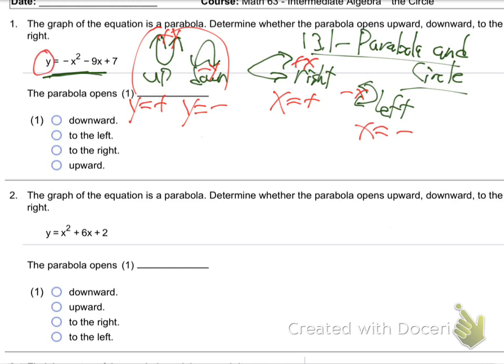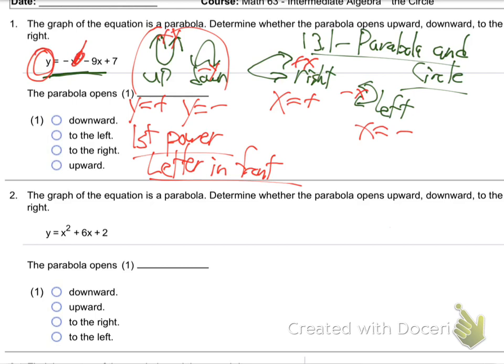So what do we have? We have y, and I'm talking about the first power letter in the front. So see how I'm not looking at that x squared. I don't care. I just want to know y equals negative. Y equals negative, down, downward. Let's try the next one. Y equals, what's that? Positive x squared, right? There's no sign there. It's positive. Positive, up, upward. That's all they want on those two.